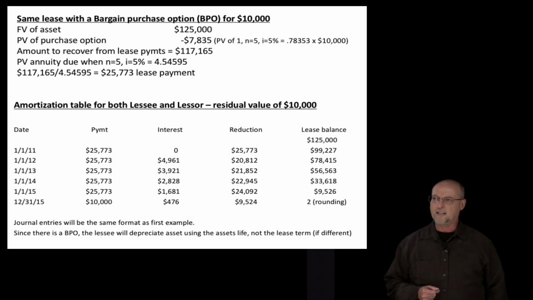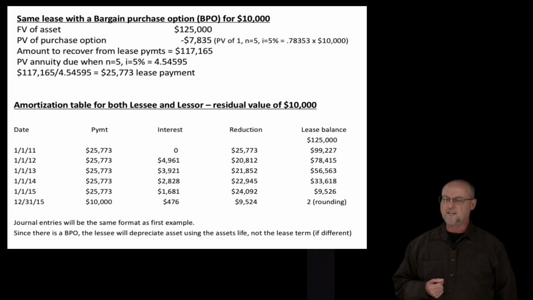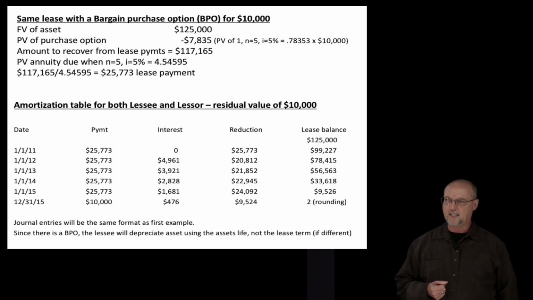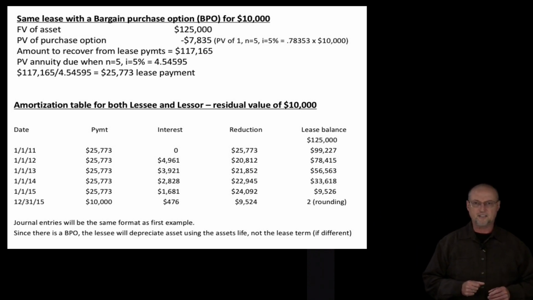And notice the calculations are identical. Fair value, we subtract the present value of the bargain purchase option, which is the exact same number we use for the residual value. And the amount to recover from the lease payments is $117,165. And we use the same present value annuity due factor, which is the 4.54 number, and we come up with the exact same set of calculations that we saw earlier. So there's a lot of similarity in these examples.